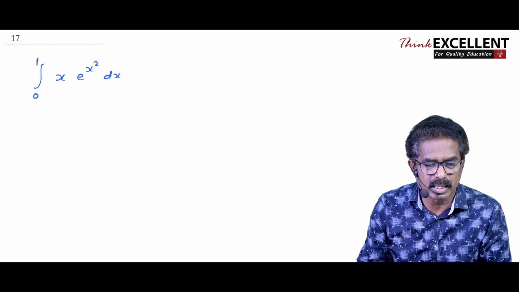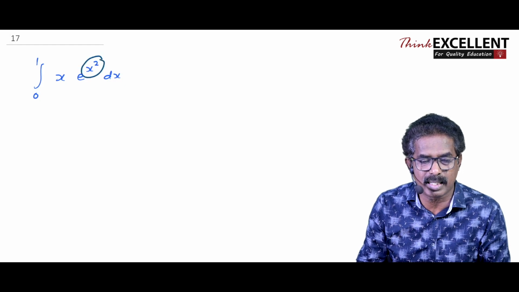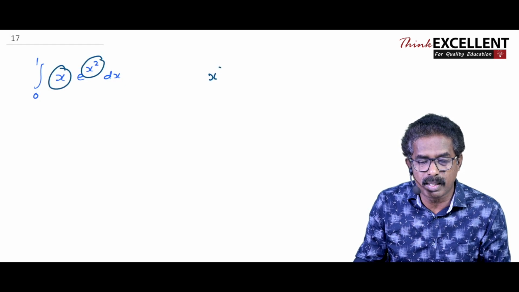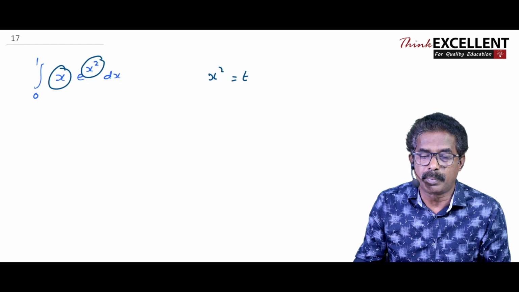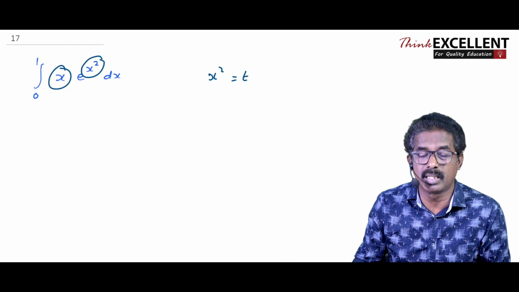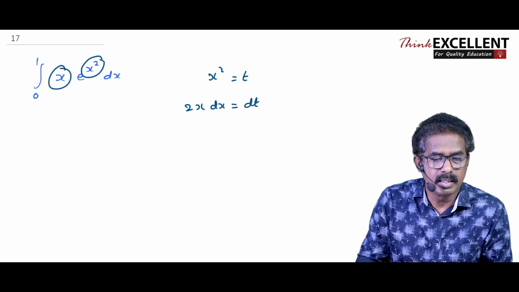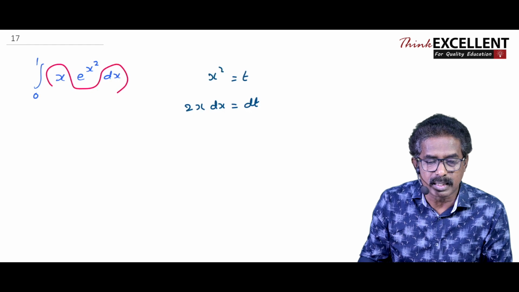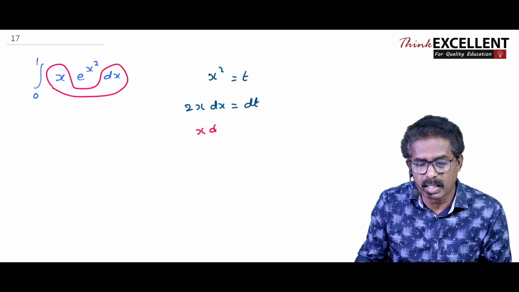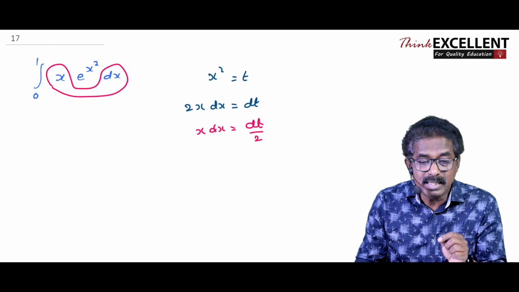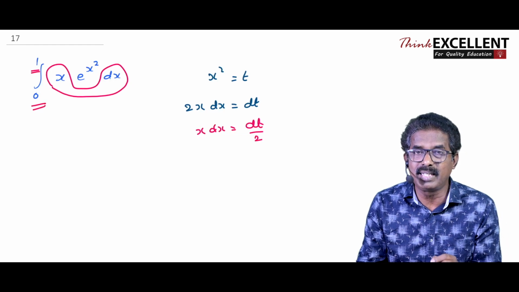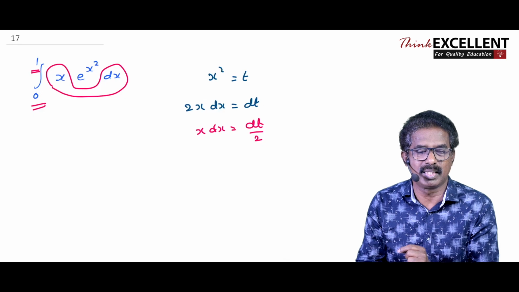Okay, look at this question, x e raised to x square, x பார்த்தோன்னு உங்களுக்கு தெரியணும், x square t கொடுங்க. அப்போ x square derivative 2x dx equal to dt, but here we have only x dx, correct? We have only x dx. So find x dx, and the 2 அந்த பக்கம் கொண்டு போயிட்டீங்கன்னா dt by 2. Now change the limit also. Definite integral இது கொஞ்சம் careful-ஆக பார்த்துடணும், ஓகே?